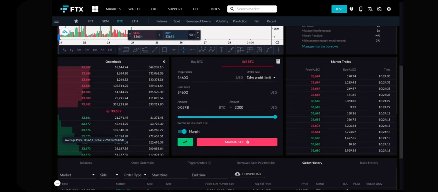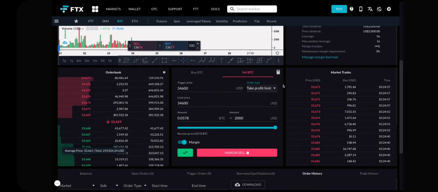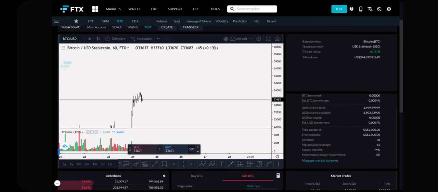But again, those are not that important. In my opinion, it's much easier to just stick to take profit, stop market, limit order, and market order. You don't need to play with stop limits, take profit limits, or trailing stops. Really, you should have a defined entry, risk, and profit target, and just stick with those.